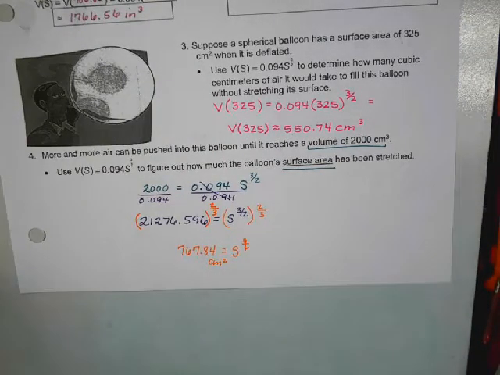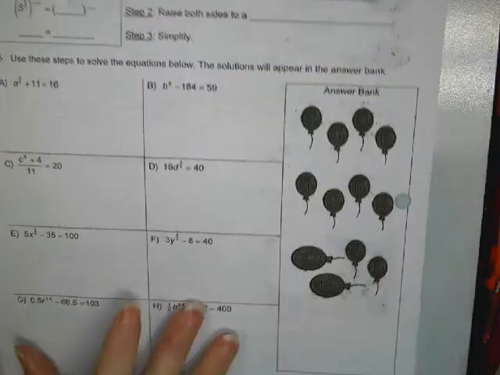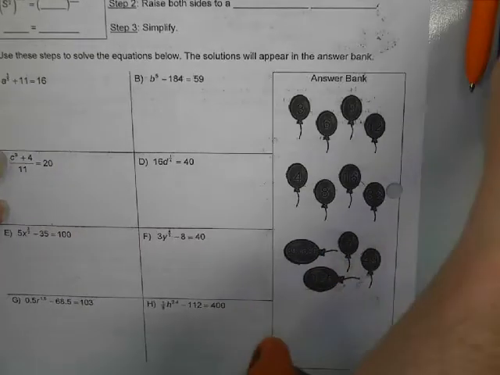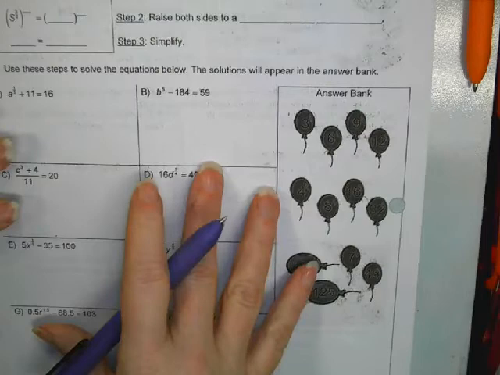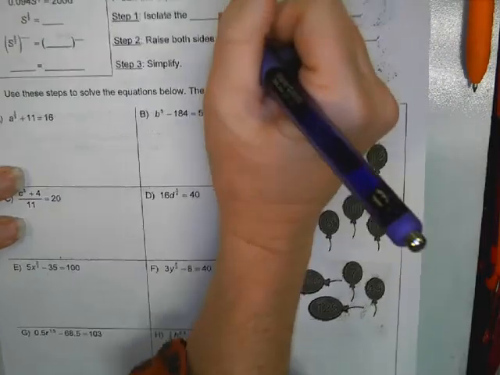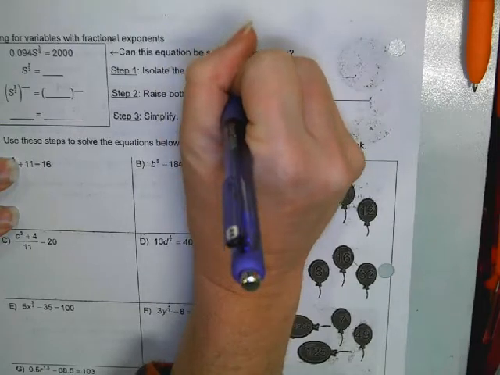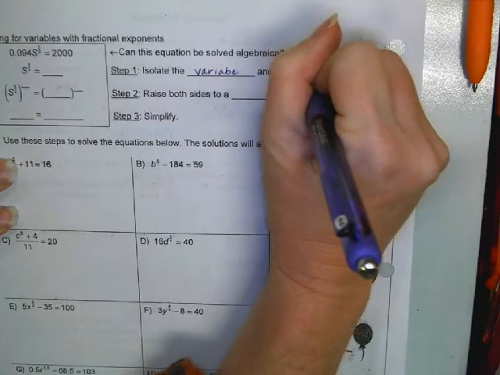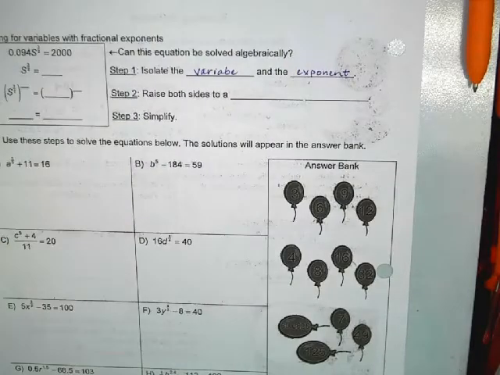Are y'all okay? Not bad, right? Pretty easy. If they've got numbers, they're pretty. All right, so this is what we did. The first thing we had to do, remember, we divided by the 0.094. That was in order for us to isolate the variable and the exponent. So we needed that exponential piece by itself.